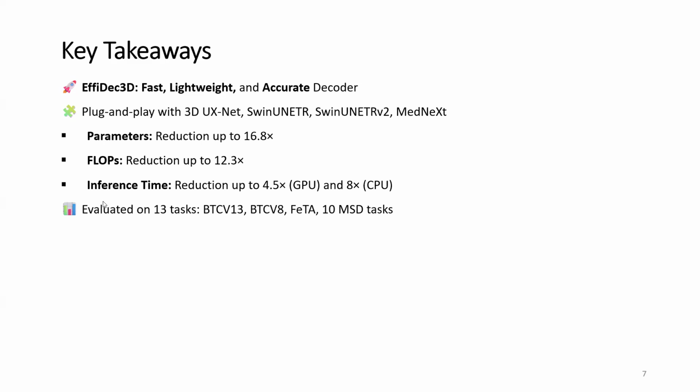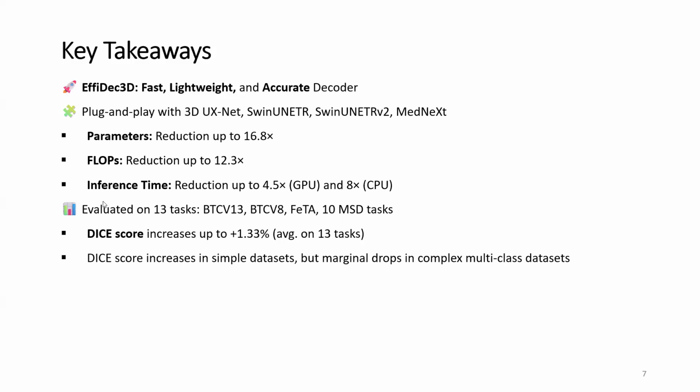We evaluated our EffiDec3D optimized networks on 13 tasks, including BTCV 13 organ, BTCV 8 organs, Theta, and 10 MSD tasks, where our EffiDec3D optimized models increase the dice score up to 1.33% on average on 13 tasks. We can see significant improvement in binary segmentation tasks, but marginal drops in complex multi-class tasks.